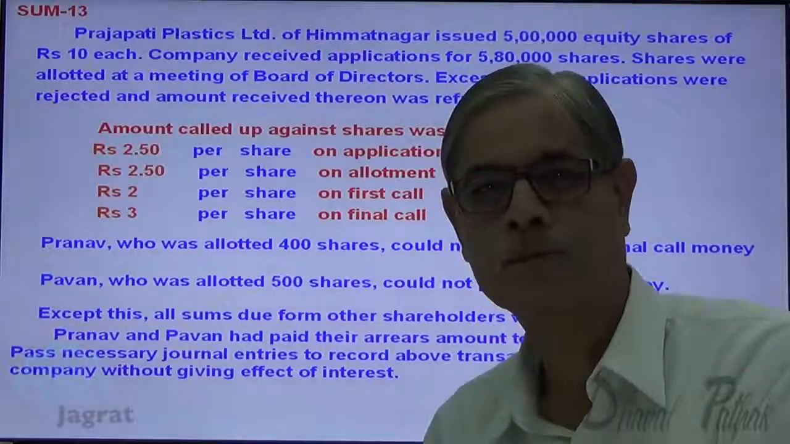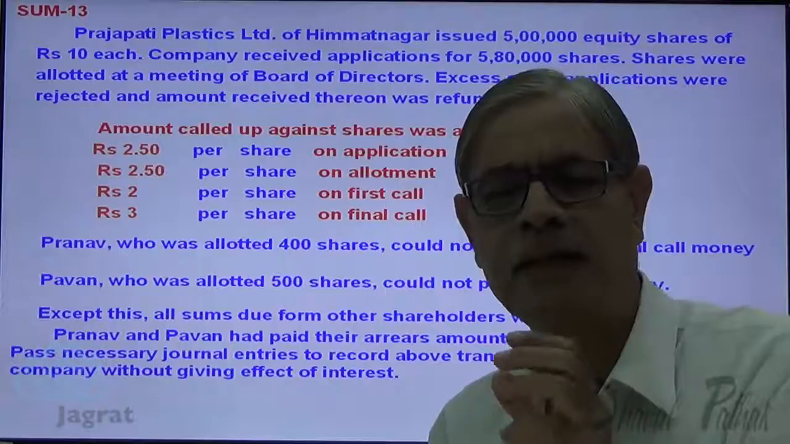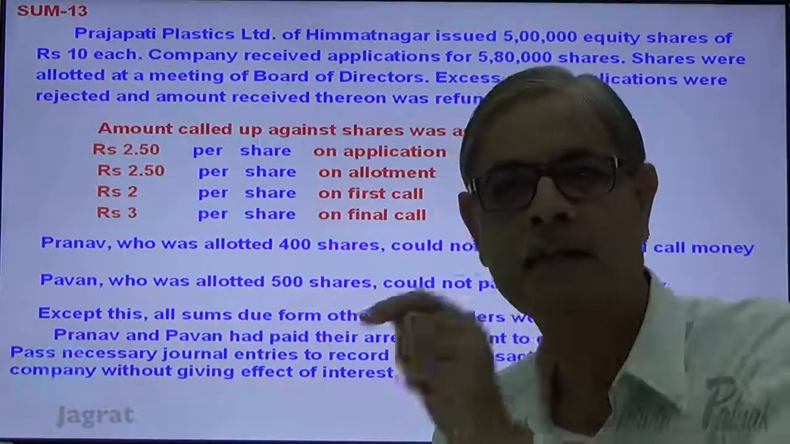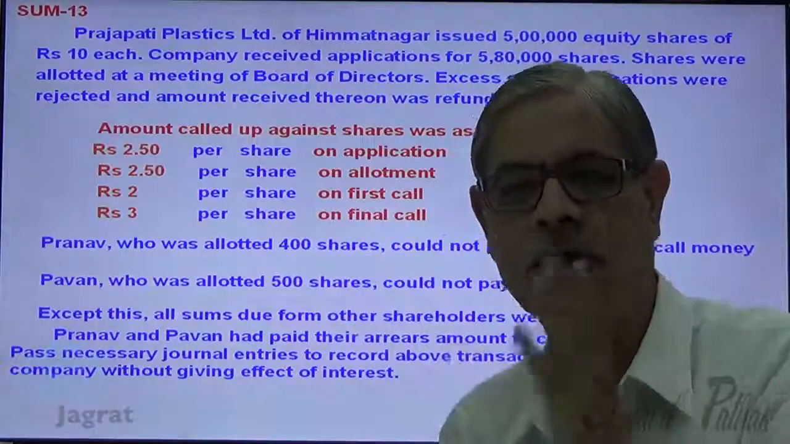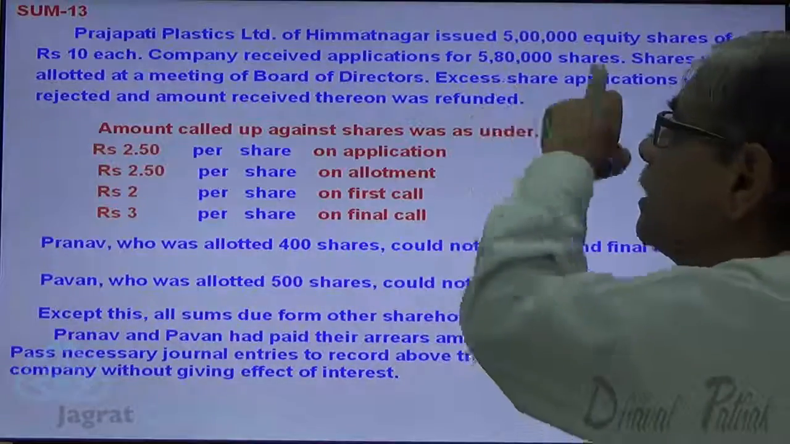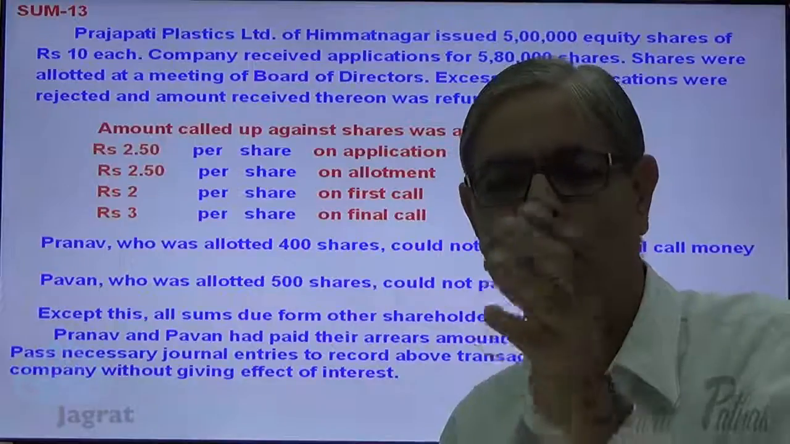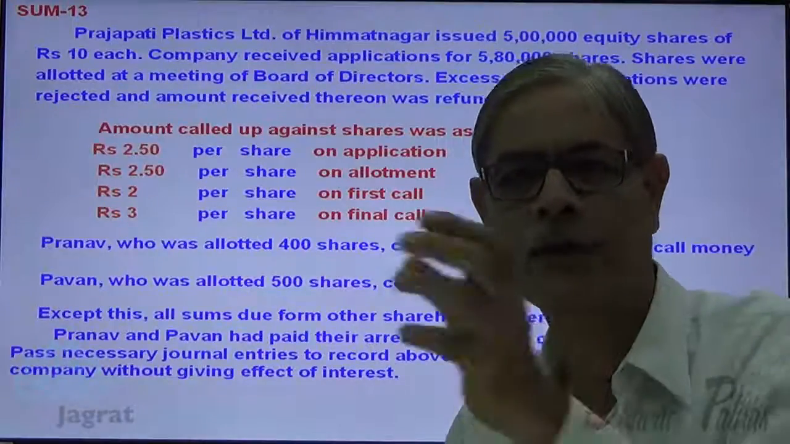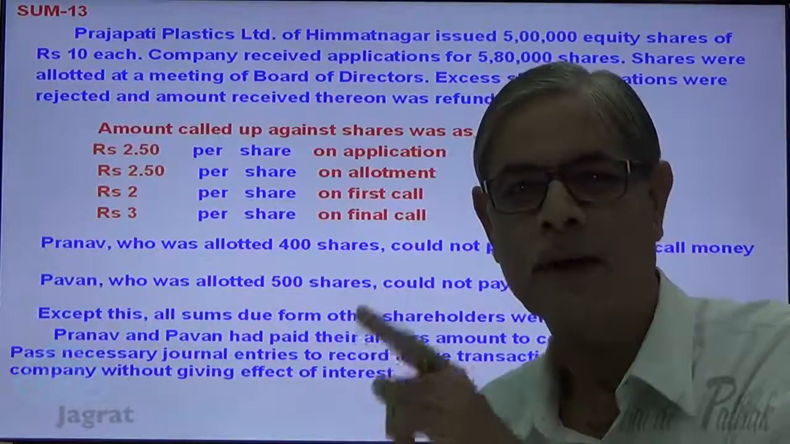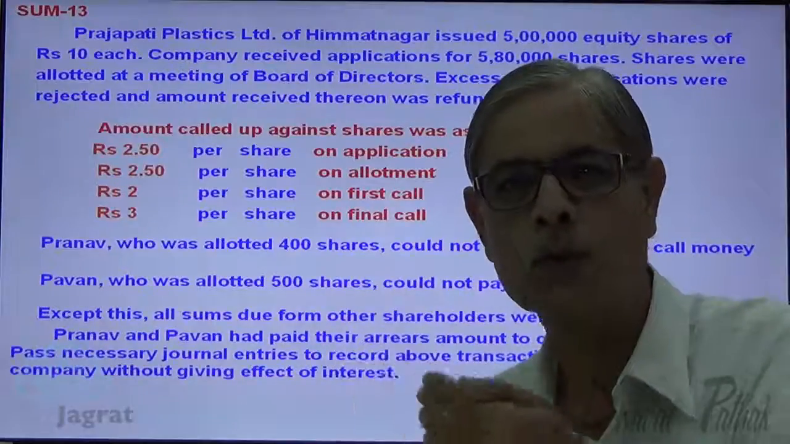Now see, this is a very simple sum wherein two shareholders have not paid the money when they were due, but they have paid it afterwards. First of all, number of applications received are 5,80,000, shares allotted, shares issued 5 lakhs. So you have to refund application money on 80,000 shares. After that, you have to demand the allotment money on 5 lakh shares. That is going to be received in the due course of time.